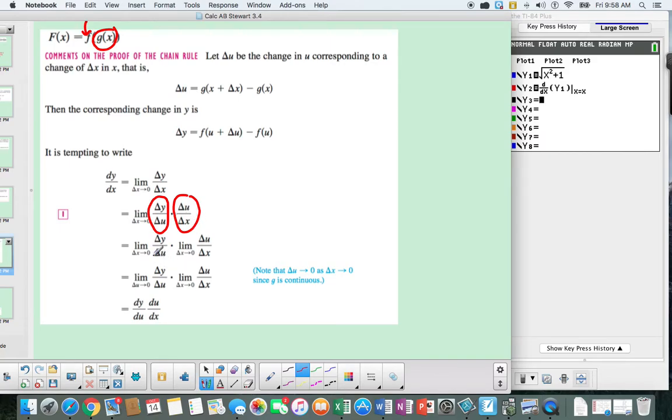The limit of a product is the product of the limits, and then these become dy/du times du/dx. So again, this part right here is another way of saying f prime of g of x, because g of x is our u, times the derivative of the inner function, g prime of x. So that's what it's saying.